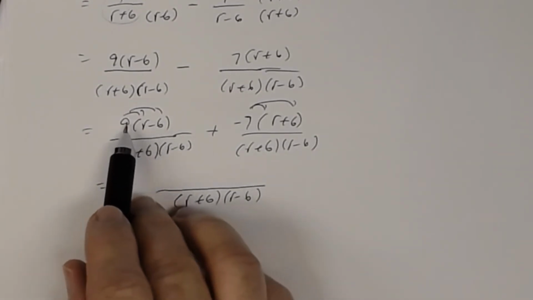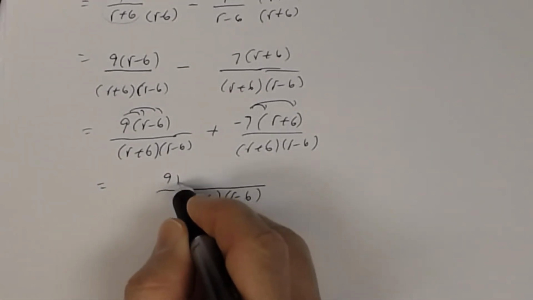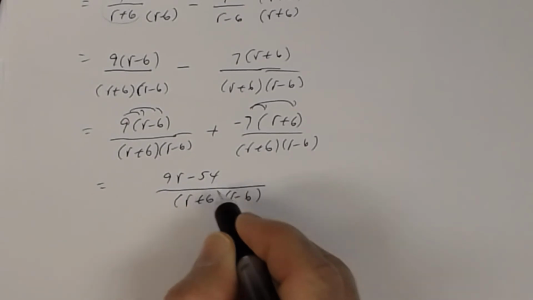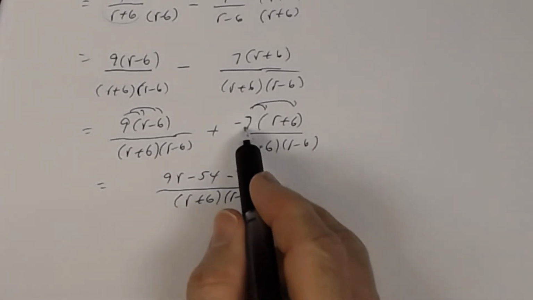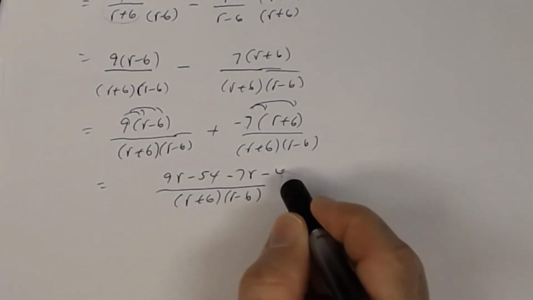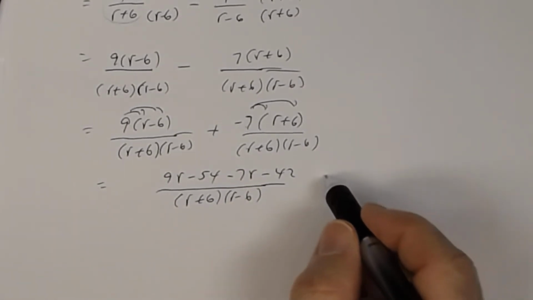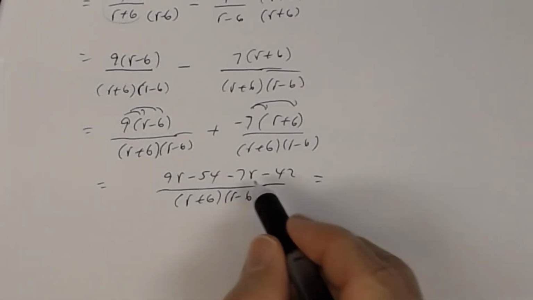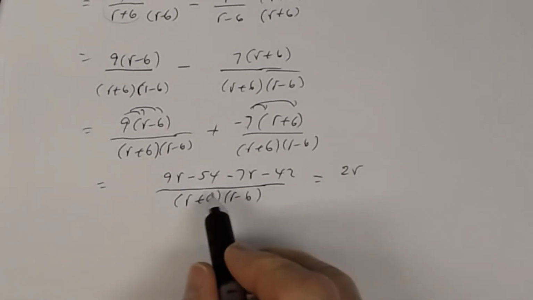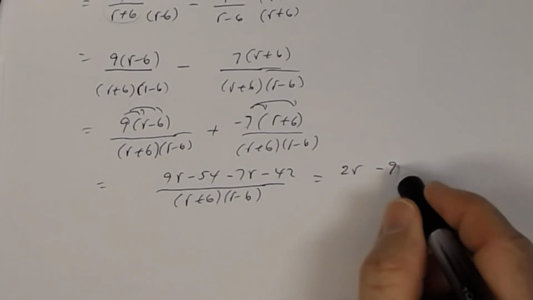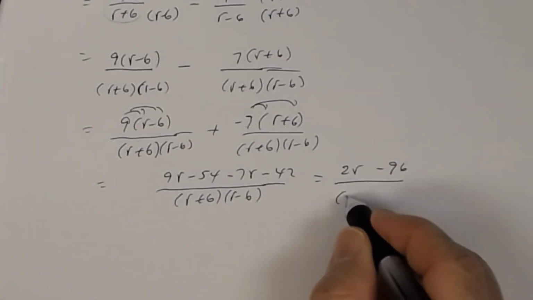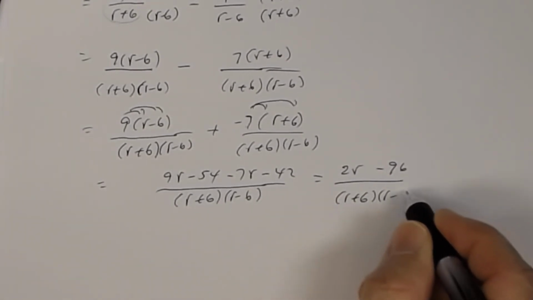So 9 times r, 9 times a negative 6, I get 9r minus 54. Over here, a negative 7 times r is a negative 7r. A negative 7 times a positive 6 is a negative 42. And so now I have 9r minus 7r is 2r. A negative 54 and a negative 42 is a negative 96, divided by r plus 6, r minus 6.